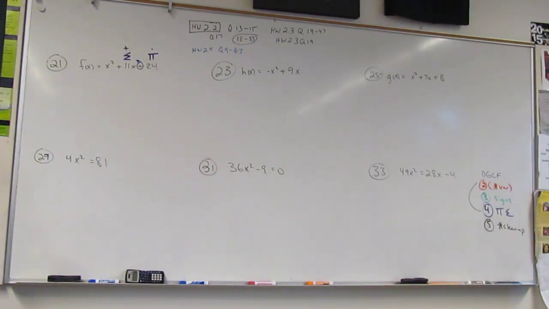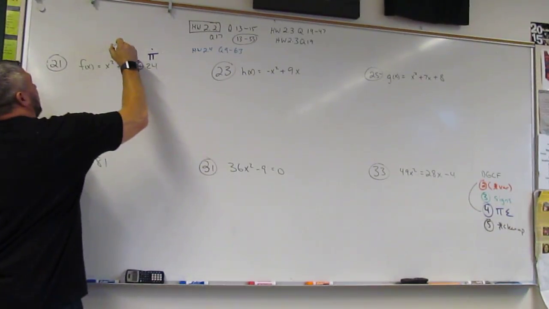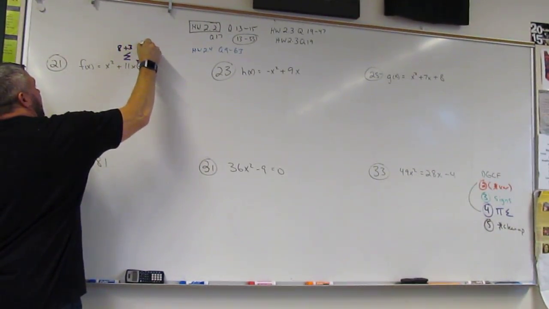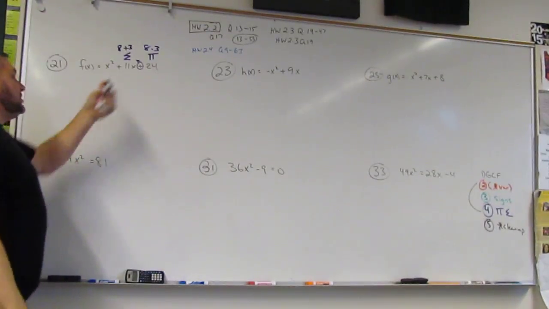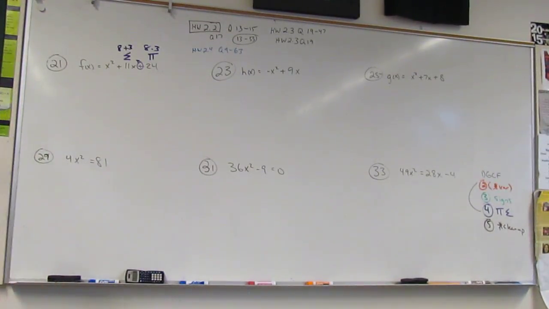3 and 8. Always big number first. So 8 and 3. Perfect. So right now, we know that this is factorable. If we start with that, it's cake. Let's eat some.